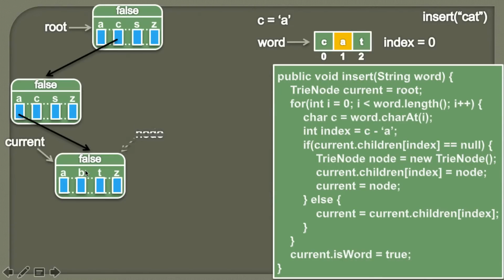Moving ahead, now after incrementing the value of i by 1, it becomes 2. So now we will insert the value at index 2, which is t, into this trie. So the value of char c will become t. Then we will evaluate the index of the character t. So we'll simply subtract a from t, and it will give the index value as 19.